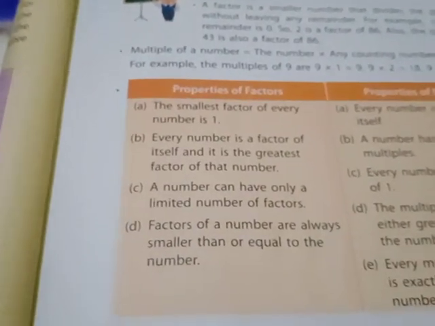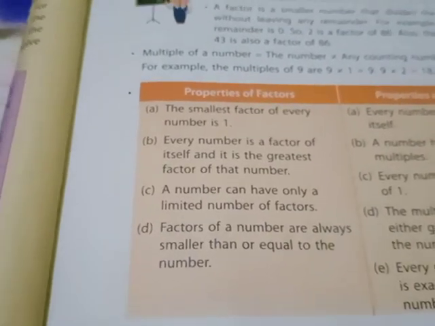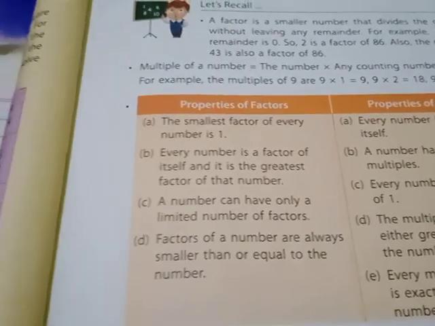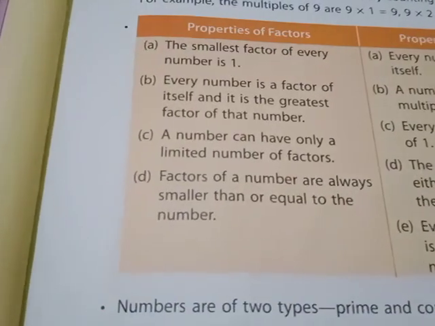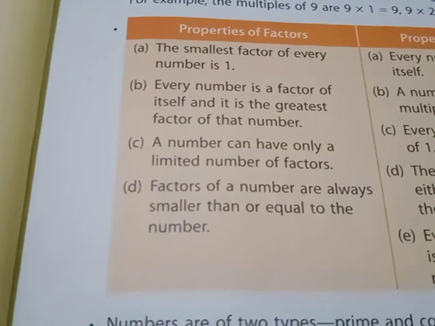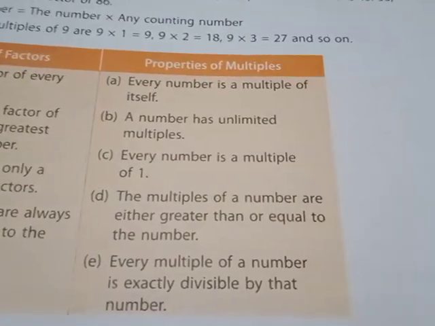Suppose you have to write the factors of 12. So 1, 2, 3, 4, 6, then 12. You will stop there. It cannot go more than 12. So this is all about the properties of factors. We will discuss the properties of multiples now.